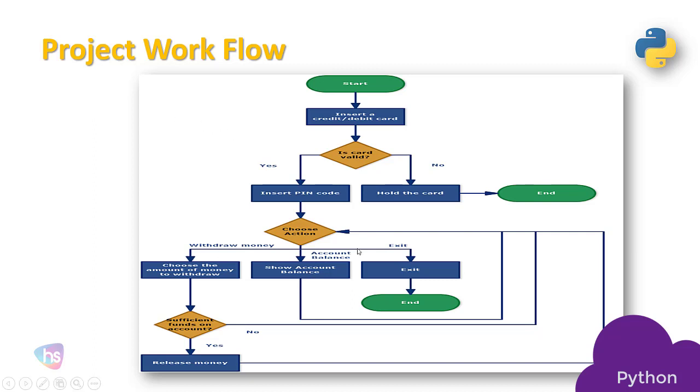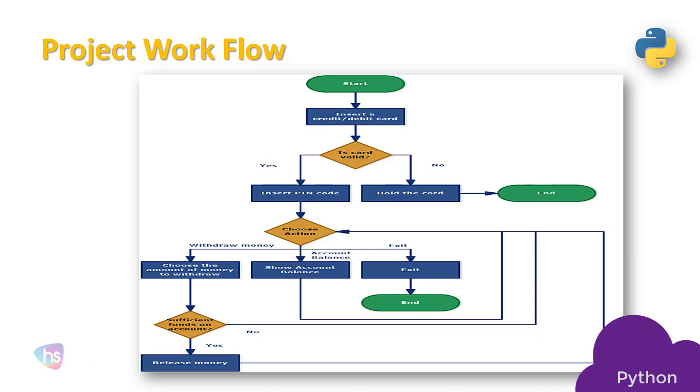If yes, the card is inserted and the PIN code is correct, then choose an action. It will give you a menu. What will it ask you? Withdraw money, where choosing the amount of money is required. If the account balance option is chosen, it shows the account balance, and it will ask whether you want any other action. This way we can prepare all the menu items one by one.